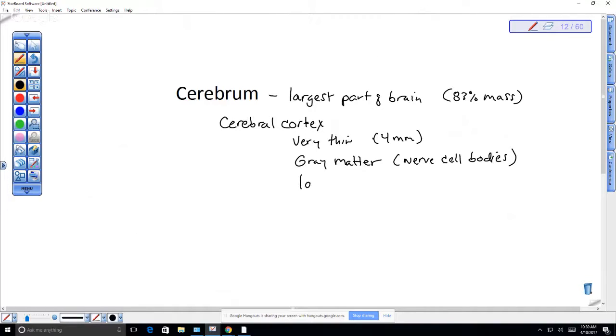And this has a large surface area, and that's because of the ridges and grooves. The cerebral cortex has a very large surface area because of the ridges and the grooves, the gyri and the sulci. So then we have the white matter. This consists primarily of myelinated axons.